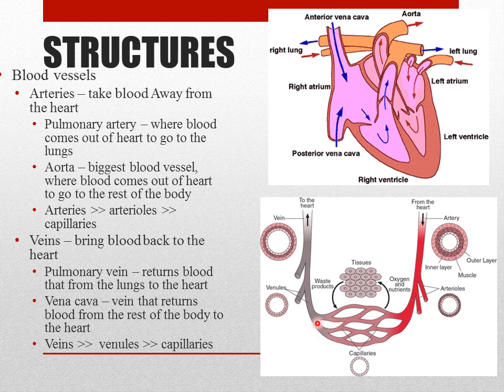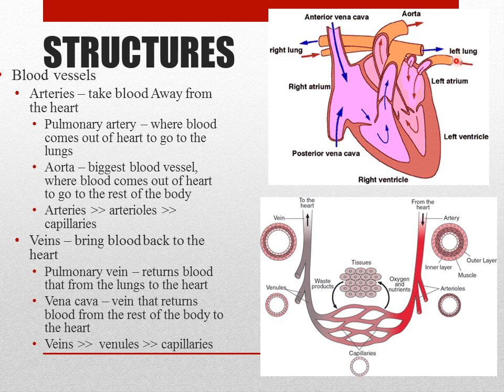Then it's the V vessels, the veins and venules, that are going to bring the blood back to the heart. So it goes capillaries, then into venules, our little veins, and then veins, and then coming back into the heart, the vena cava. So veins bring blood back to the heart. The pulmonary vein is what returns blood from the lungs to the heart. Here it is, from the lung coming into the heart.